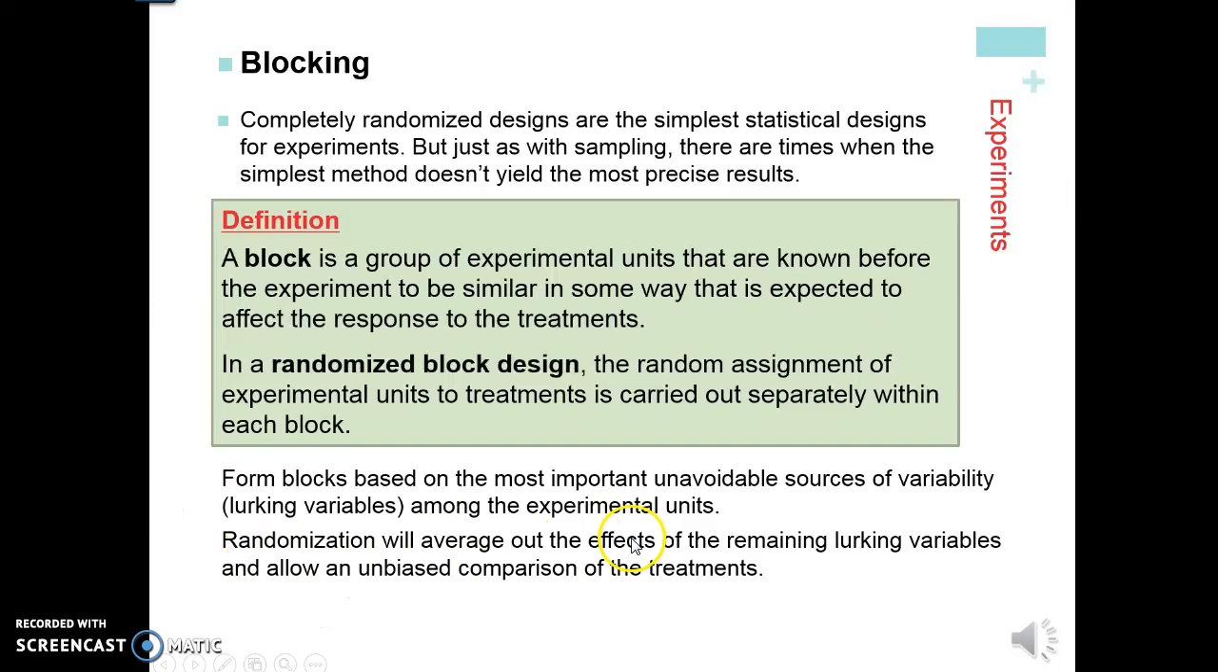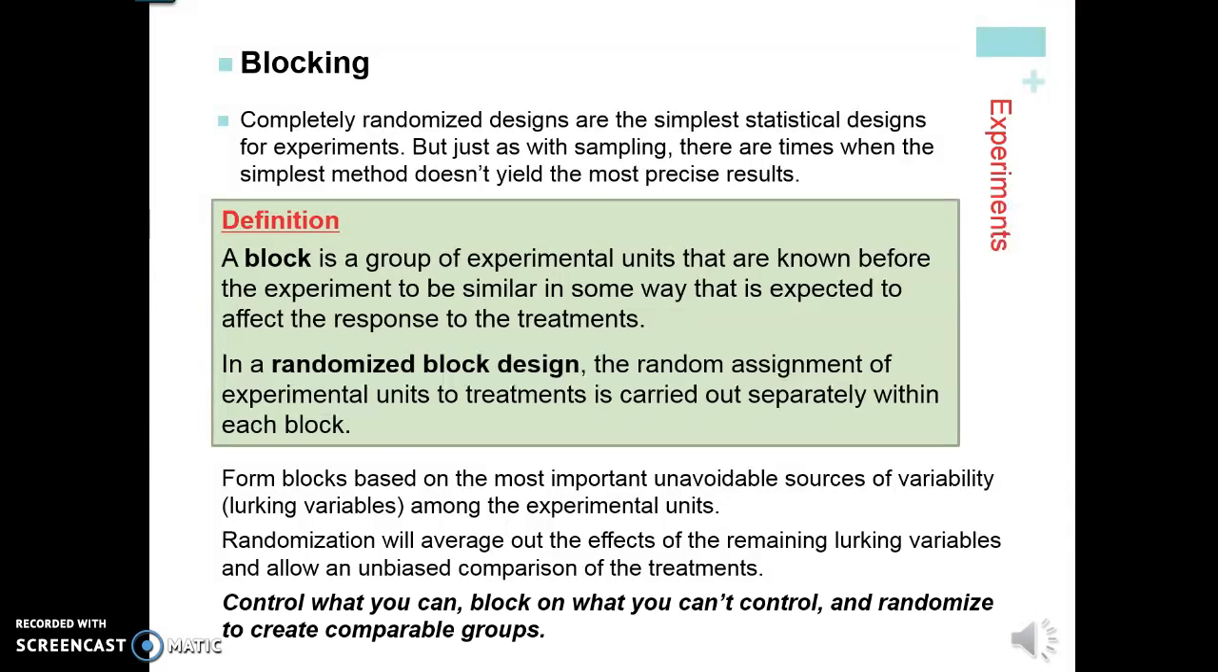Randomization will then average out the effects of the remaining lurking variables. So let's say that we think athlete versus non-athlete is important, and we think maybe male versus female would be potentially, but hopefully by randomizing them within the two groups, it's going to balance those effects out and allow for an unbiased comparison of the treatments.